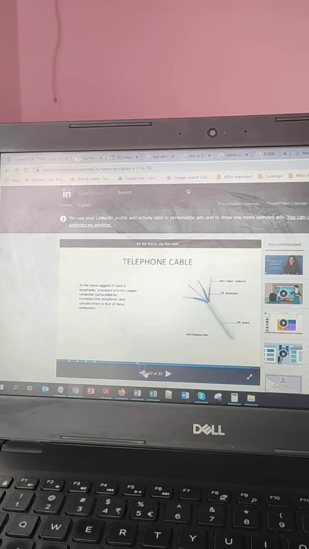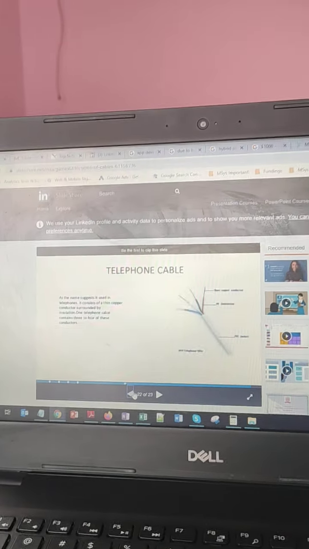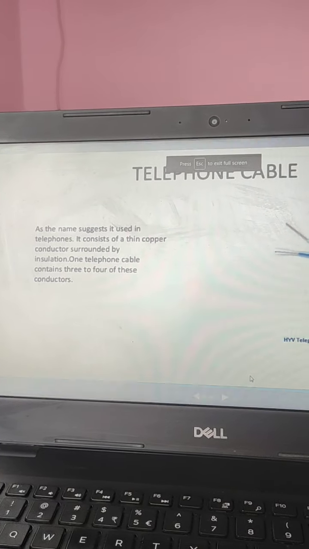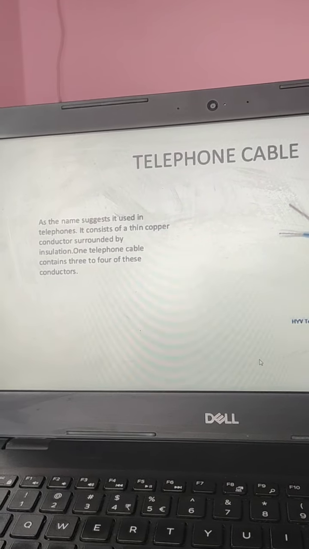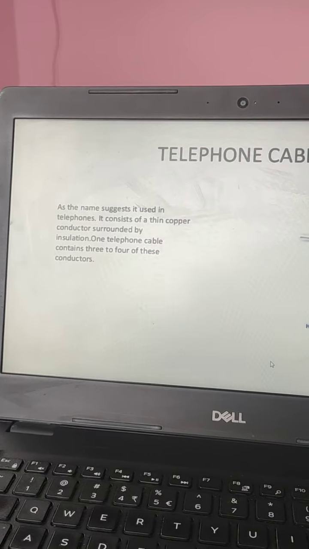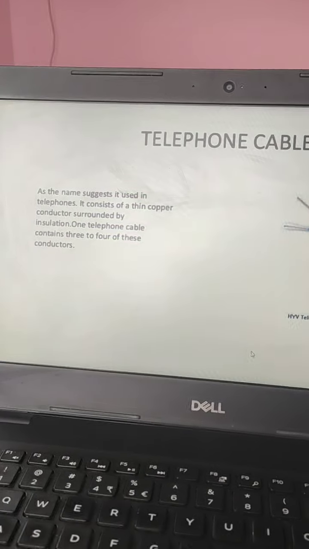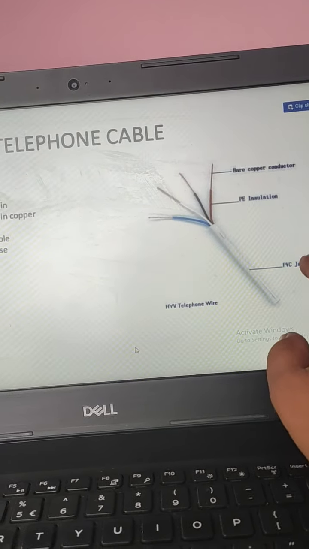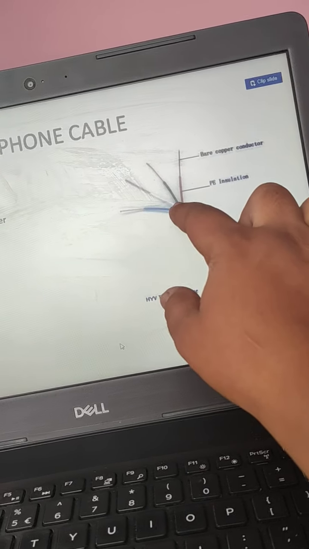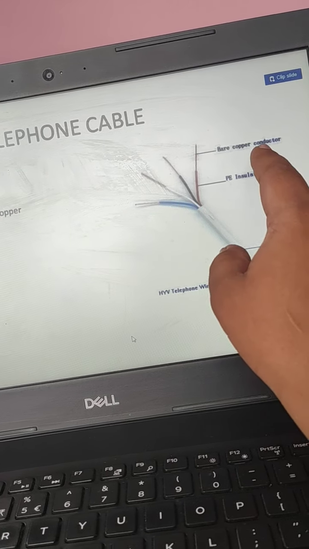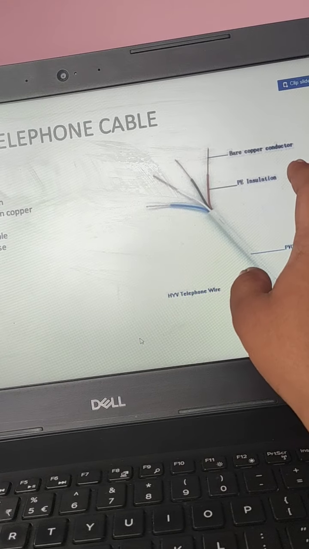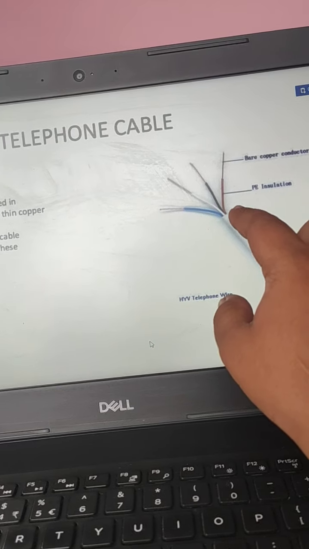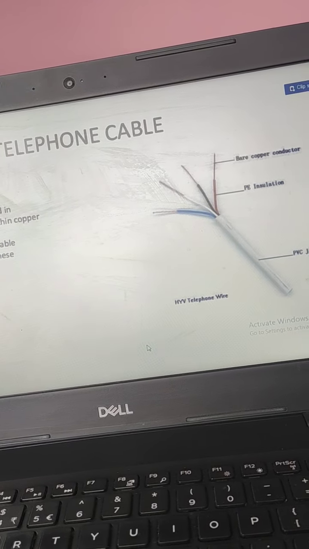Next one is the telephone cable. As the name indicates, the telephone cable is used in a telephone. It consists of a thin copper conductor surrounded by insulation. One telephone cable contains 3 or more conductors. So this is a telephone cable. In that, this is a PVC jacket. Then these are 4 different conductors. The first is a bare copper conductor, and these are used for insulation purposes, to avoid any type of interference in the circuit.